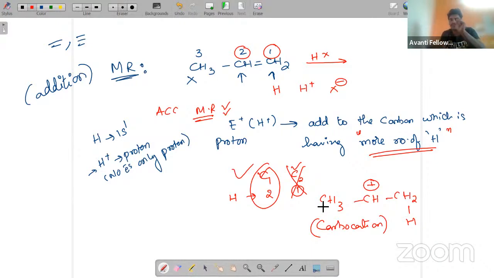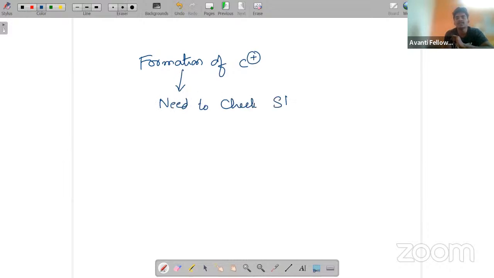Remember, guys, very important: whenever a carbocation is formed, we need to check the stability of the carbocation. So how do you find the stability of a carbocation?